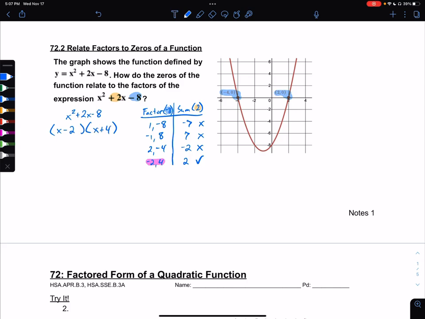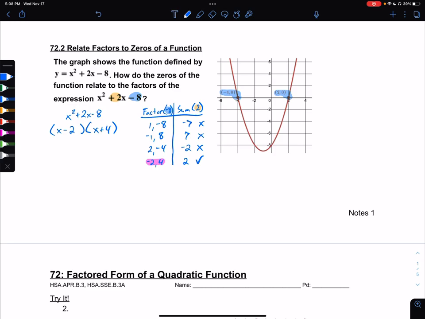Okay, what they're asking in this problem is, how do the zeros of a function relate to the factors of the expression? Well, in the next video or the video after that, we're going to start solving these as if they were equations. And what we're going to find is that the factors match up to the zeros pretty well. They're very closely tied together.